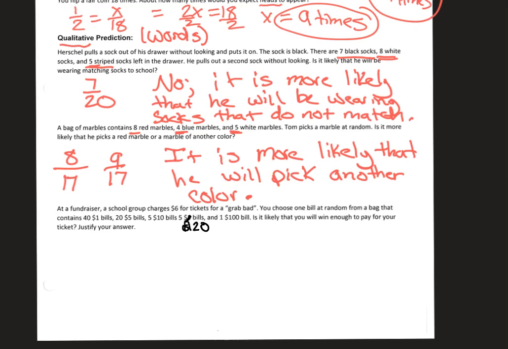Okay. Is it likely that you will win enough to pay for your ticket? Justify your answer. Okay, so if the tickets are $6, we have 40 $1 bills, so that would not be enough, right? We have $25, which would not be enough. Okay. And then we have, this would be the not enough, right? So there are 60 that are not enough. And then the ones that would be enough, we have 5 $10 bills, we have 5 $20 bills, and we have one $100 bill. So there would be 11 that would be enough.